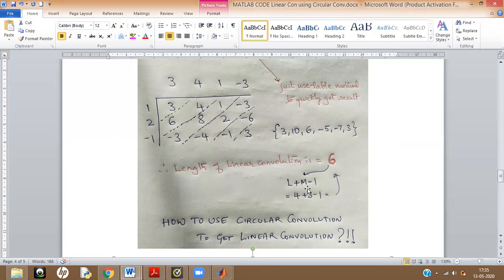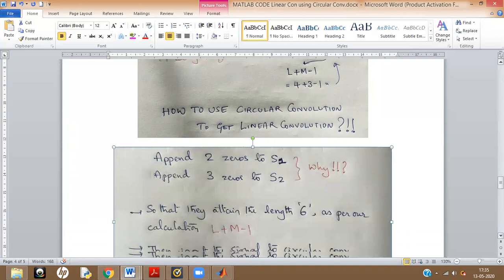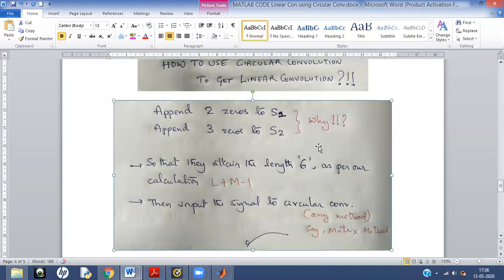In that case, you append two zeros to the first signal and two zeros to the second signal, so that their length becomes equal to 5, and those length-5 signals can be put into circular convolution. The output will be 5. Okay, so that's the idea. In this example, we append two zeros to the first signal and three zeros to the second signal, so that they attain the length of 6. It is not a standard; as per our calculation, it is L plus M minus 1. The pre-processed signal obtained after appending zeros can be the input to the circular convolution.